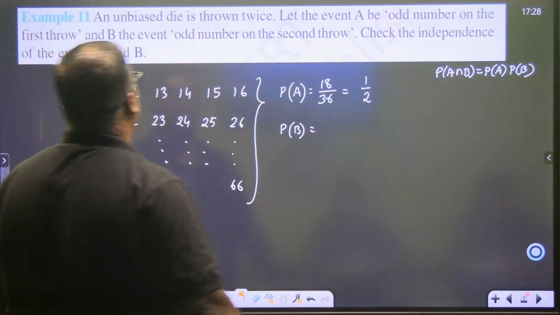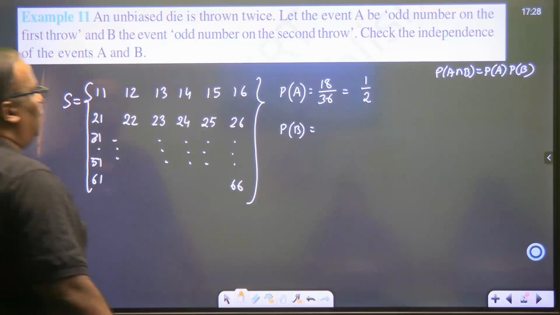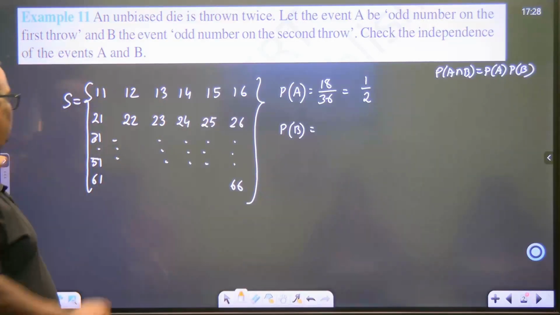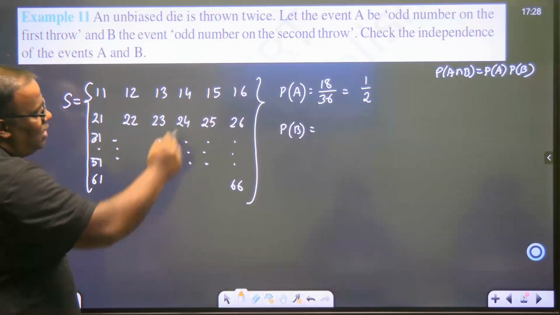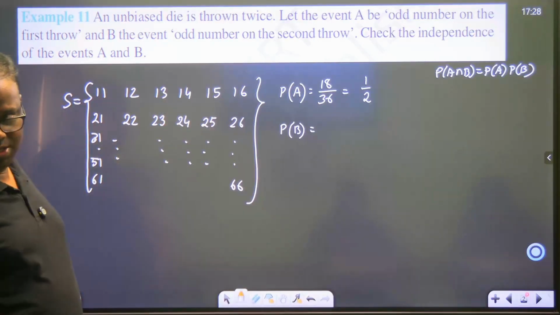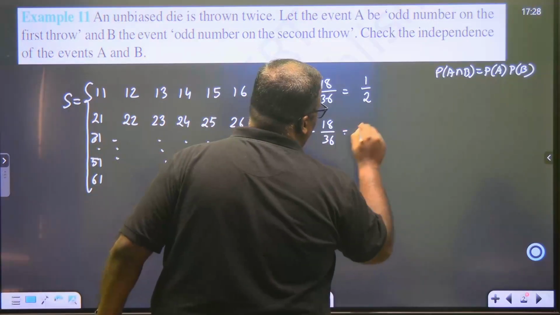It says, and B be the event, odd number on the second row. Odd number on the second row means this column qualifies, this column qualifies, this column qualifies. Same thing. So it will be again 18 by 36, which is equal to half.